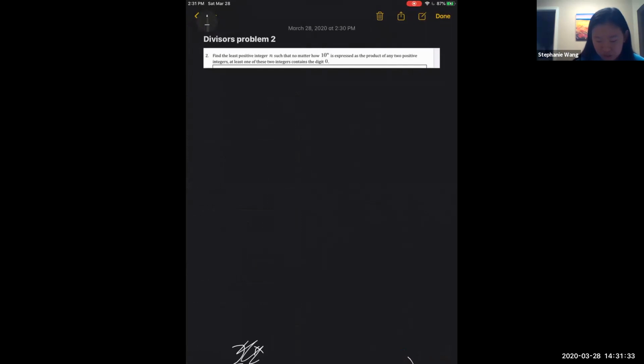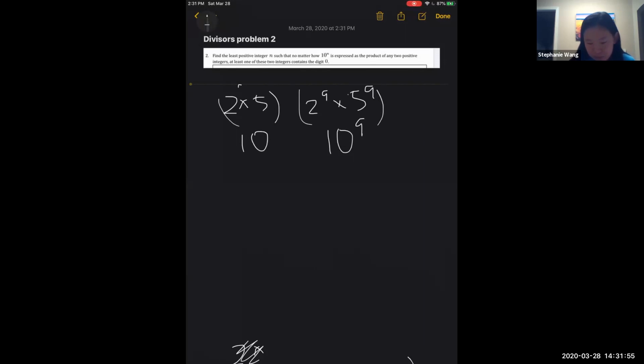So in order to do this, we know that if we put 2s and 5s together, and then we multiply this by another factor of 2 and 5, so if we do 2 times 5 times 2 times, then we'll have 10, and then we'll have 10 to the power of 9, and both of these have zeros in them. But if we do 2 to the power of, okay, sorry, I messed that part up, hold on.